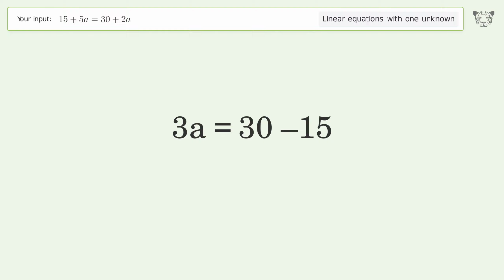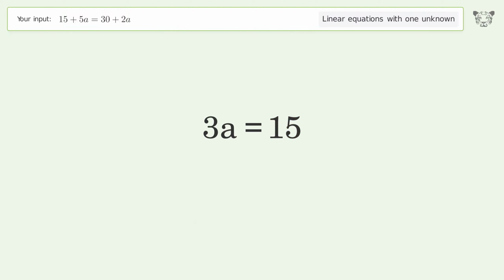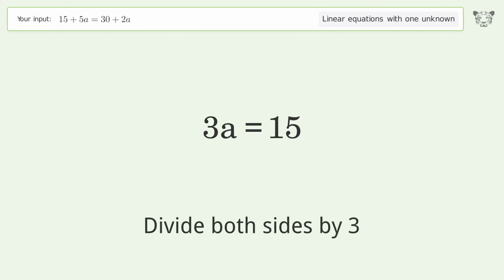Group all constants on the right side of the equation. Subtract 15 from both sides. Simplify the arithmetic. Isolate the x. Divide both sides by 3.